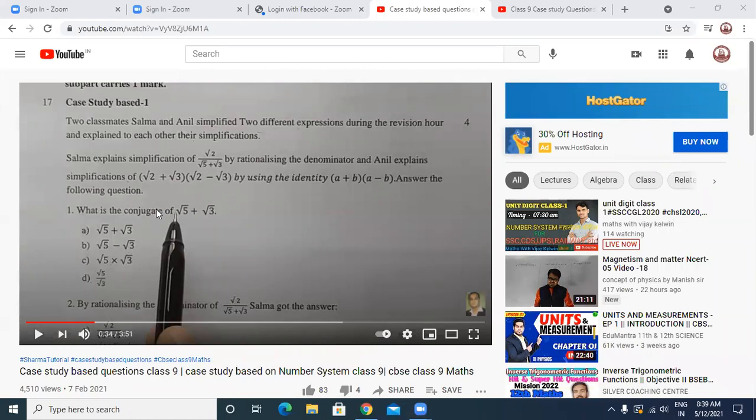Is it okay? Any doubt? If you have any doubt, you can raise your hand. Yes, Bhavansh. Conjugate, we have already discussed. Conjugate means the opposite sign of this, that is root 5 minus root 3. Yes, Ashna.